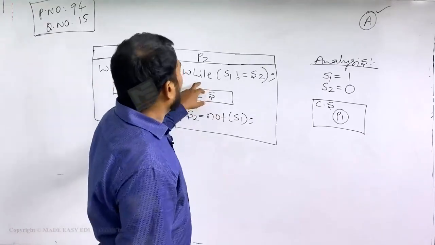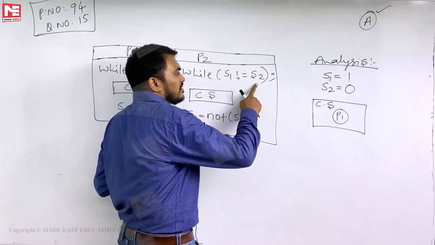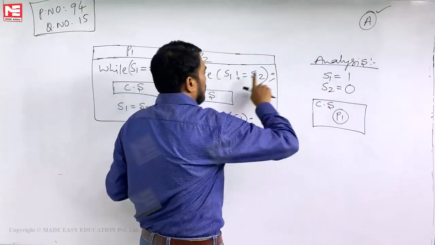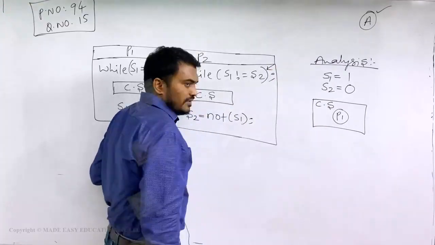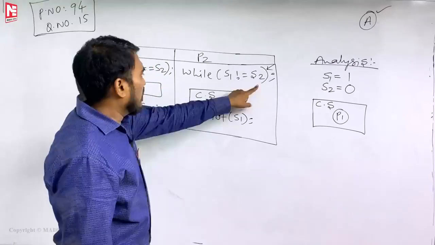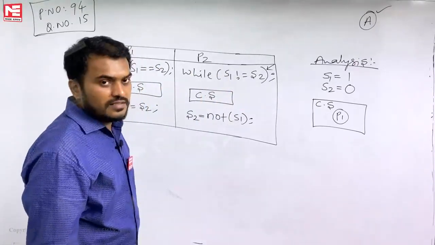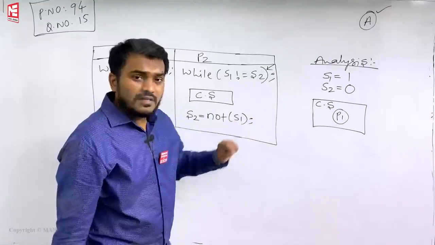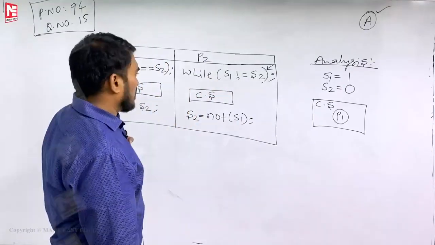Check, P2 also wants to come in. So what will happen? While S1 not equal to S2. S1 value 1, S2 value 0. So 1 not equal to 0. True. If it is true, the process will stop here and keep rotating in the while loop until the condition becomes false. So when P1 is in the critical section, P2 is not allowed.